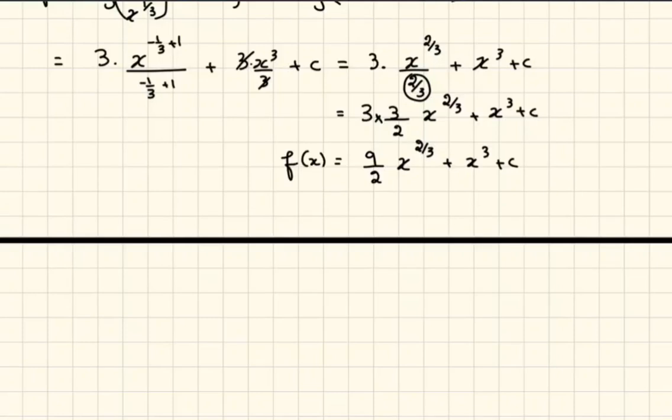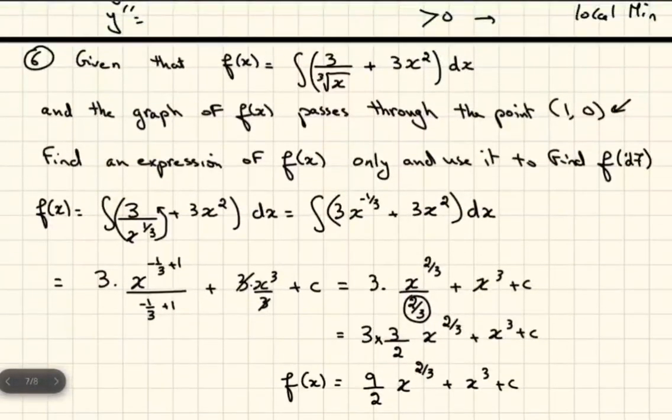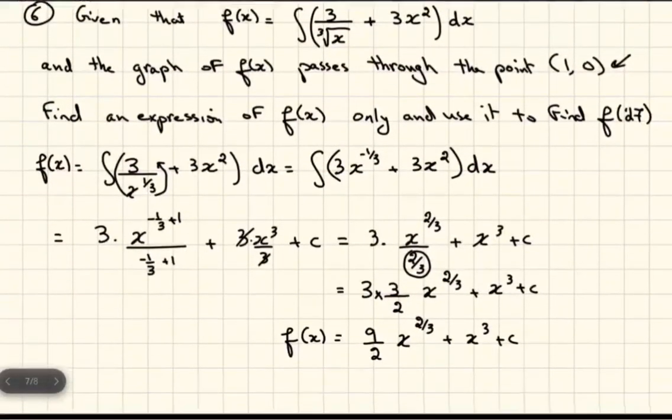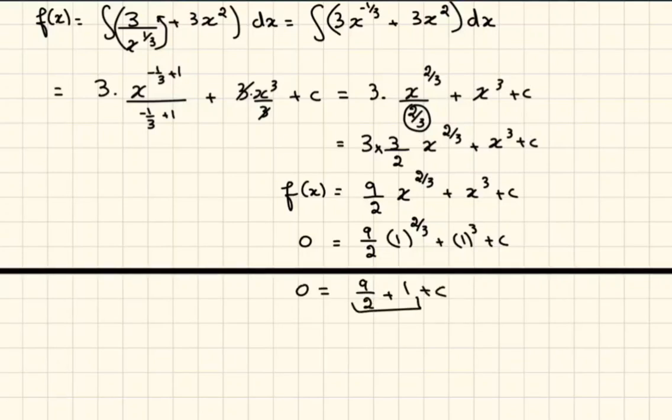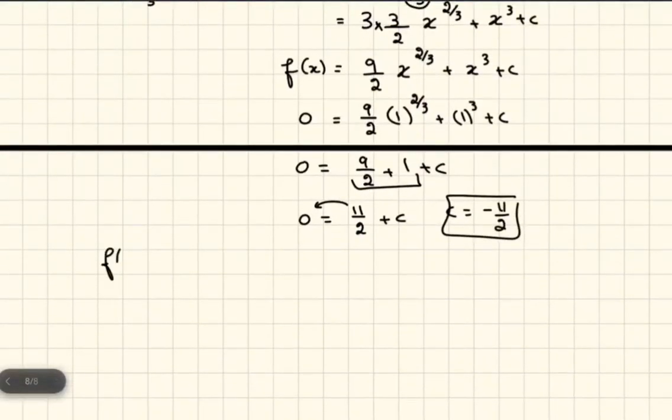Now, how to find c? They said the point (1, 0). Look, the point (1, 0) belongs to this function. So you can replace instead of y 0, and instead of x you can replace 1. So we get 0 equals 9 over 2 plus 1 plus c. You can calculate this. It will be 11 over 2. So basically c is equal to minus 11 over 2. Now f of x will be 9 over 2 x exponent 2 over 3 plus x cubed plus c.